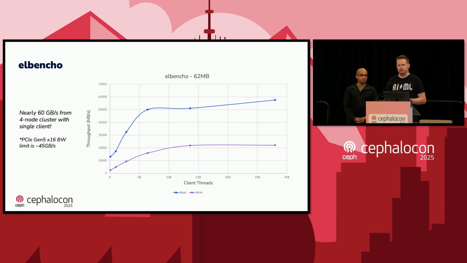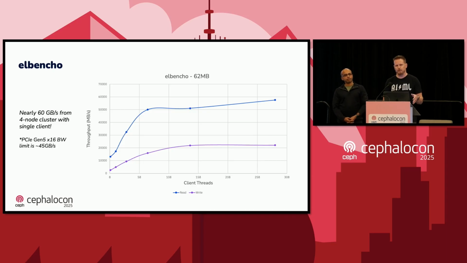So as a baseline performance test, we were using LBencho at 62 megs. We did the 62 megs because that's approximately the size of the cache block for a Qwen 332B model. And with this 2U 4-node cluster, we were able to drive 60 gigabytes a second to this cluster on the read path. And this is actually quite phenomenal. And this is from a single GPU host.